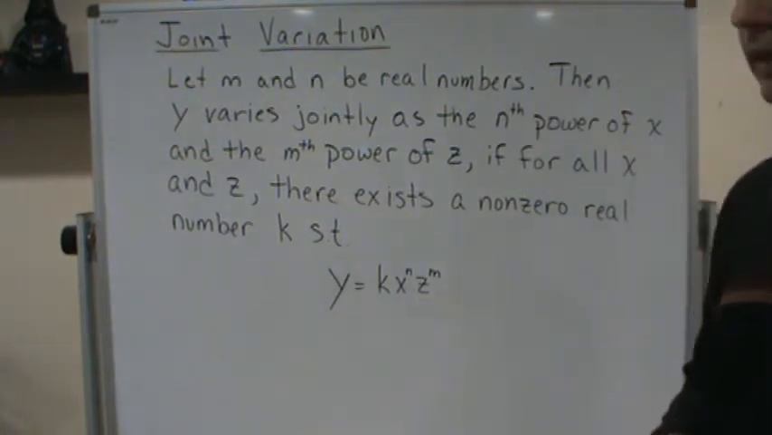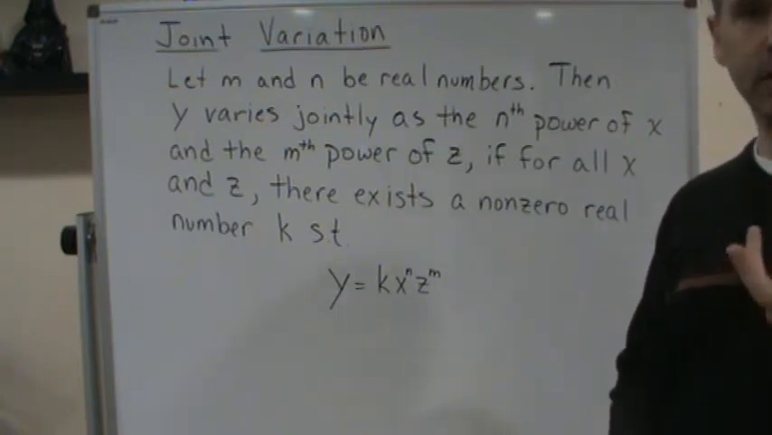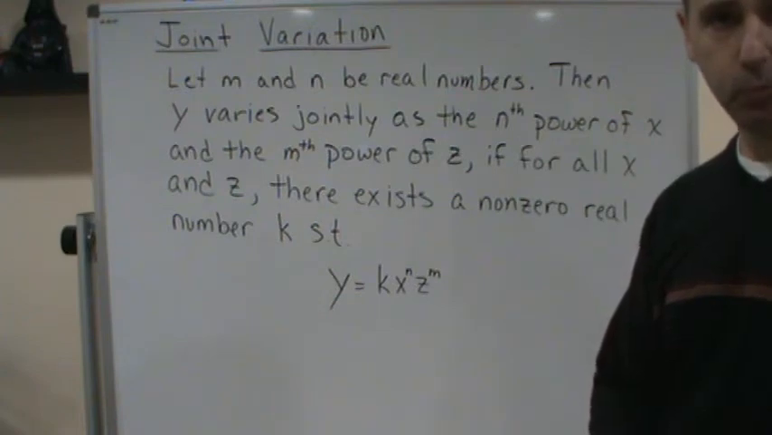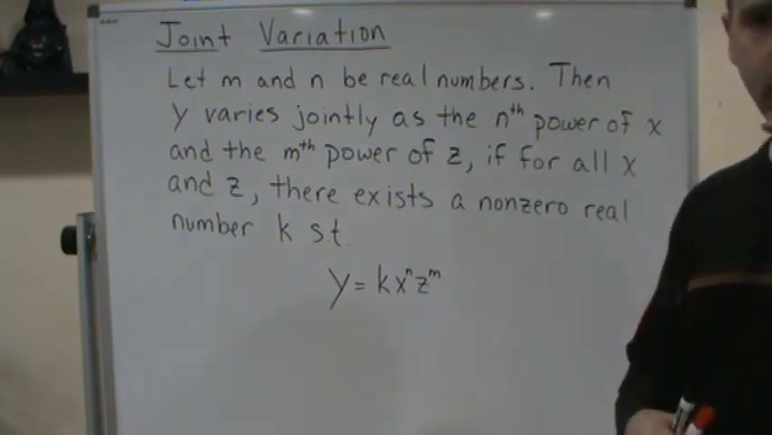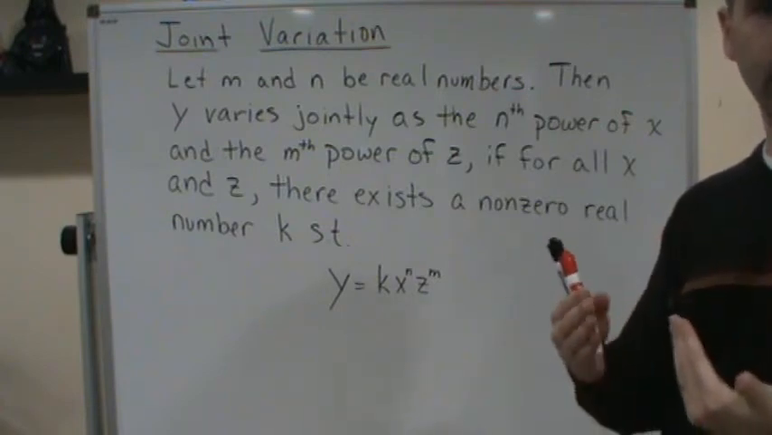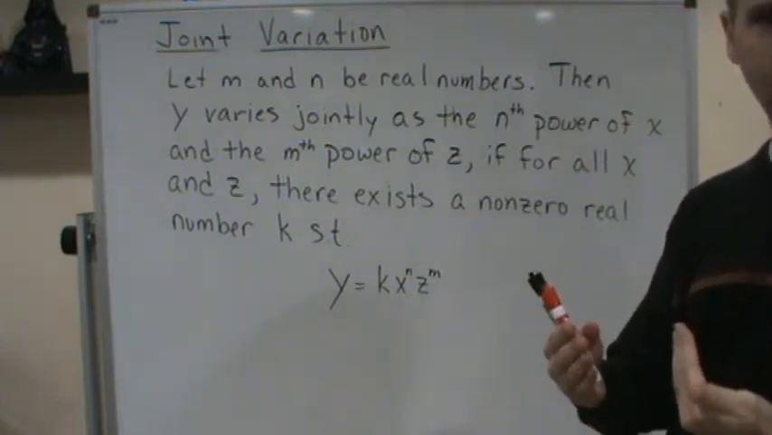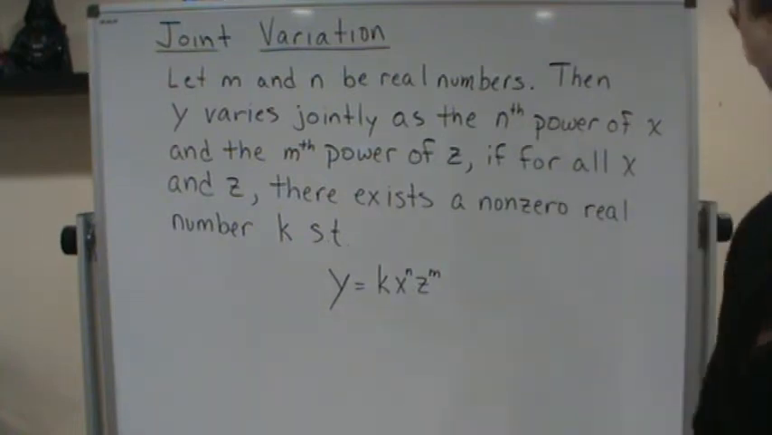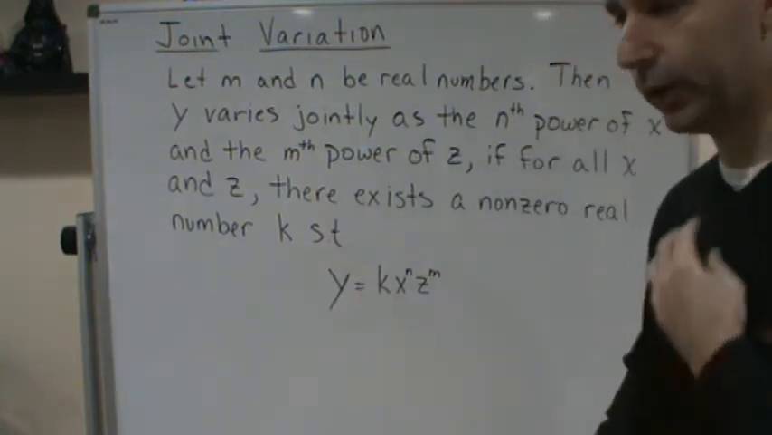Joint variation is basically direct variation among multiple variables. So now we can take the multiple variables and say, hey, what if it varies directly with a product of those? And you'll know what I mean in a minute when I go through this.